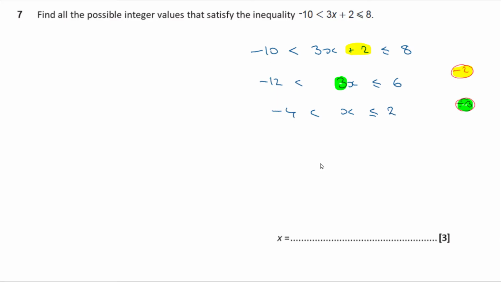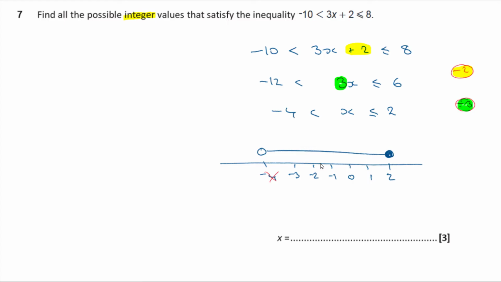Okay, so imagine a number line which has got minus 4 up to 2. So it can't be equal to minus 4, but it can be equal to 2. What are the integer values then between those two limits? Okay, so minus 4's out because it can't actually be equal to minus 4, but we do have some other numbers in between, don't we? We've got minus 3, minus 2, minus 1, 0, 1, and 2.